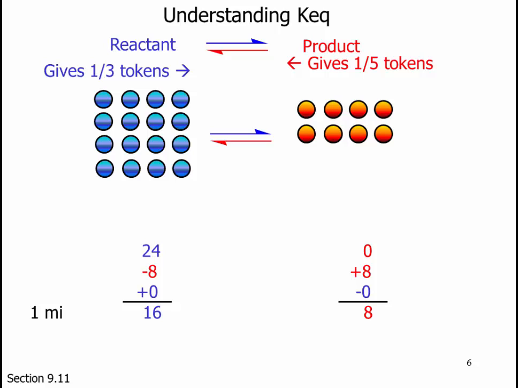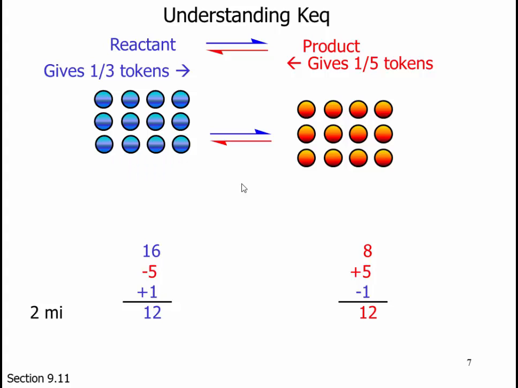Let's go 2 minutes into the reaction. 1/3 of 16 rounds down to 5. So 5 tokens are going to go forward. 1/5 of 8 rounds down to 1. So 1 token is going to go in reverse. 5 forward, 1 reverse. What are the new totals? The new totals are 12 and 12. Now you might think we're at equilibrium because we have equal numbers of products and reactants. But this is not the case.